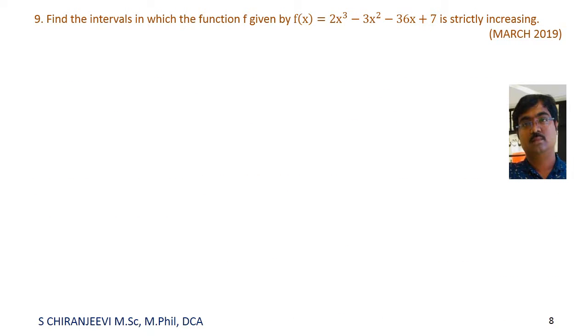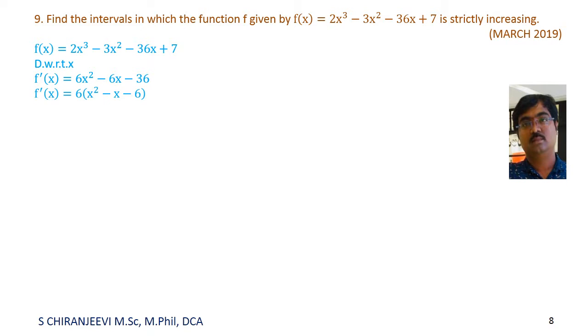Next problem, find the intervals in which the function f given by f of x equal to 2x cube minus 3x square minus 36x plus 7 is strictly increasing, which was asked in March 2019. Given f of x equal to 2x cube minus 3x square minus 36x plus 7, differentiating with respect to x, f dash of x equal to 2 into differentiation of x cube, which is 3x square, so it becomes 6x square. 3 into differentiation of x square is 2x, so it becomes minus 6x. Differentiation of minus 36x is minus 36, and differentiation of a constant is 0.